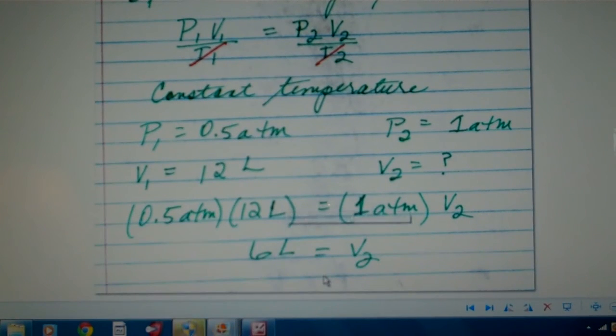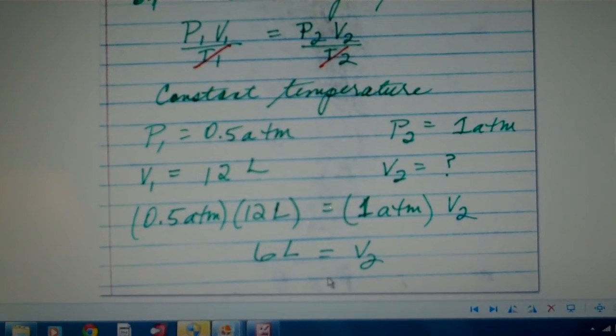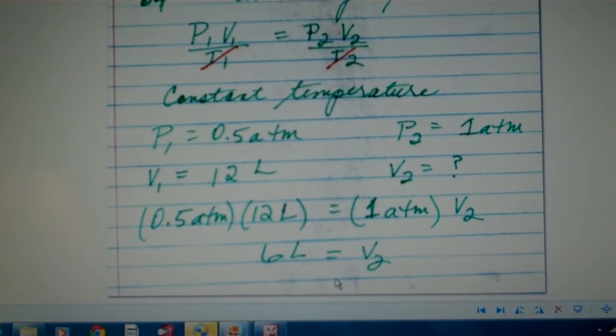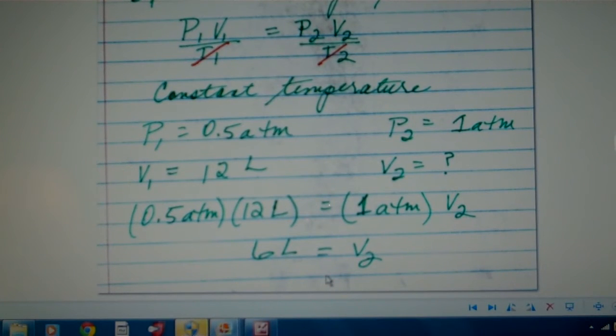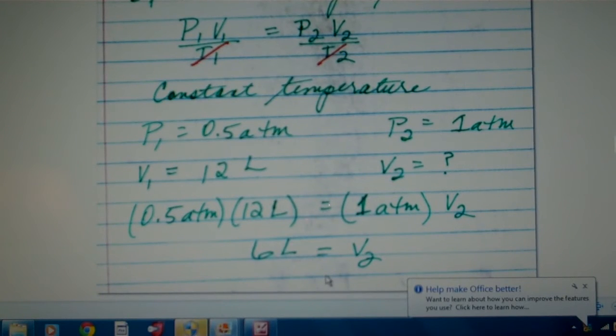Number 64. So if you look at this, we have P1 V1 over T1 equals P2 V2 over T2. That's what we found from the reference table. But since the temperature is constant, we took out the T's. We have our givens of 0.5 atmospheres and 12 liters for the volume. We're trying to find V2. We set up the equation without the temperature values. We solve for V2 and you have 6 liters.